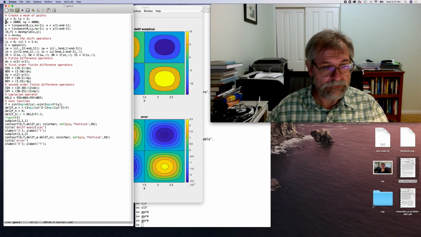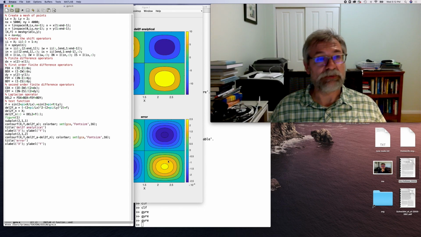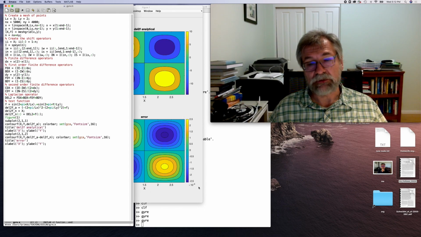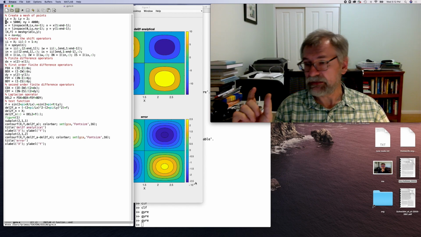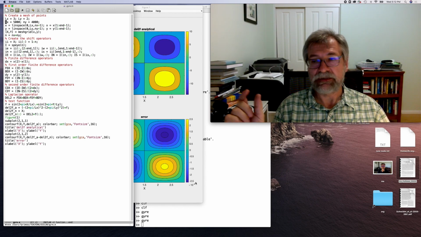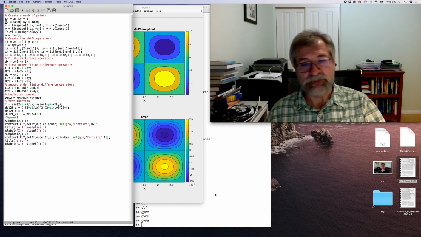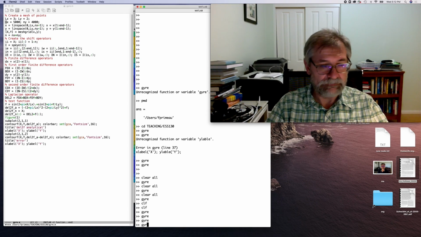And 4,000. So if we're going to make a prediction, we would expect the error now to go down to 10 to the minus 6 for this Laplacian approximation to my field. So it's 10 to the minus 4 now. I increased the number of grid points by a factor of 10, so the dx decreased by a factor of 10, and the dy's decreased by a factor of 10. So let's try it.